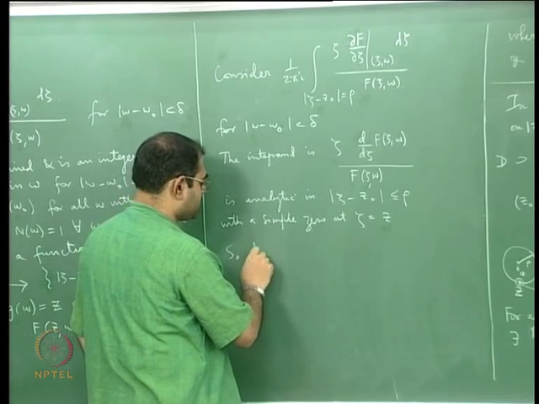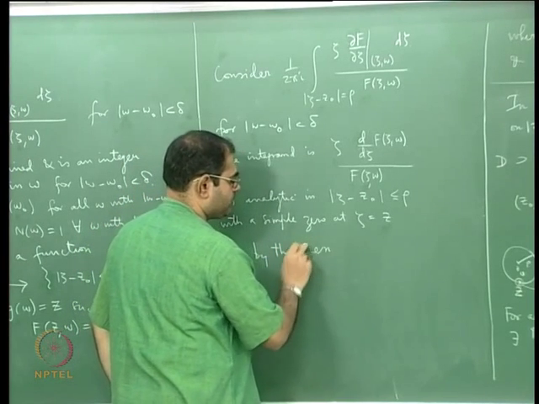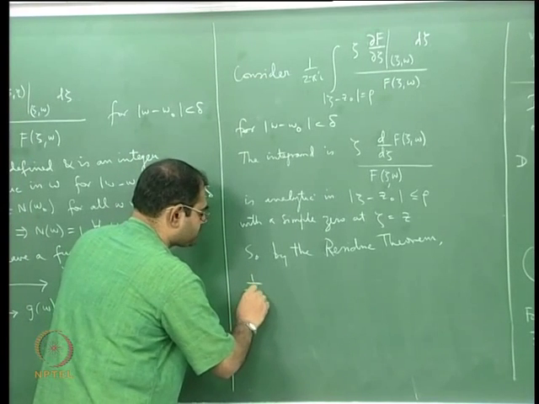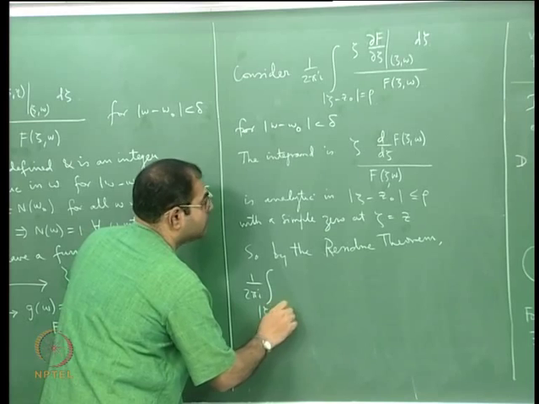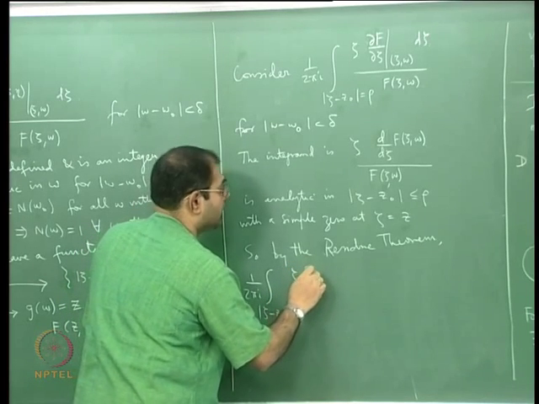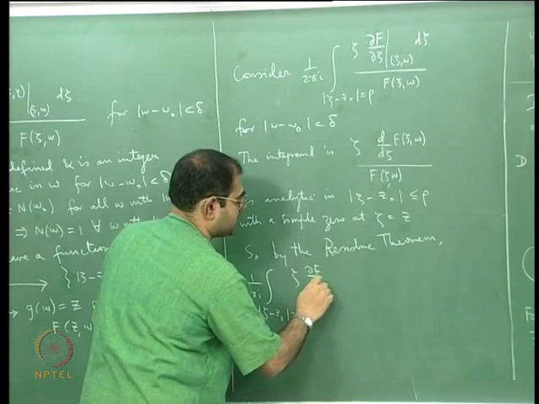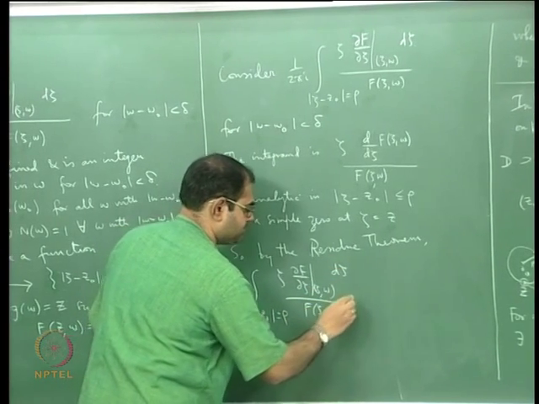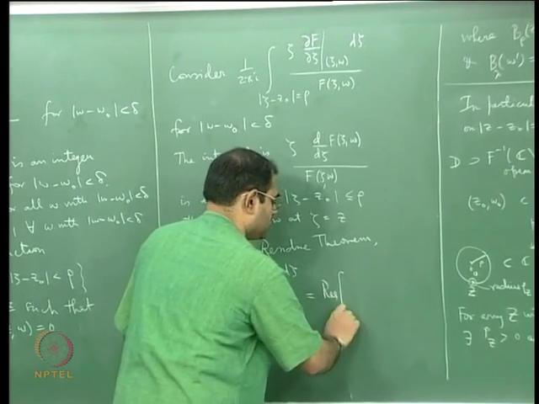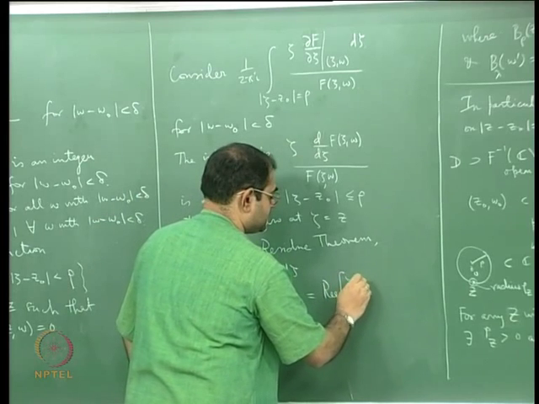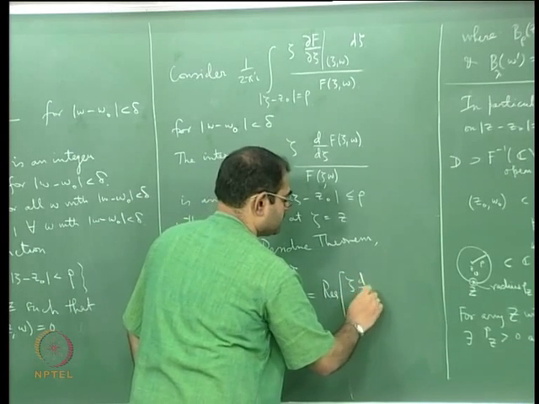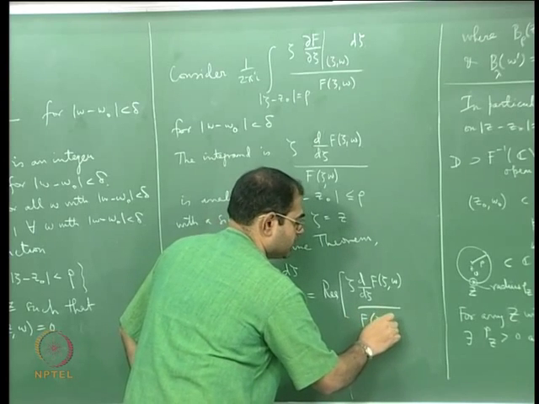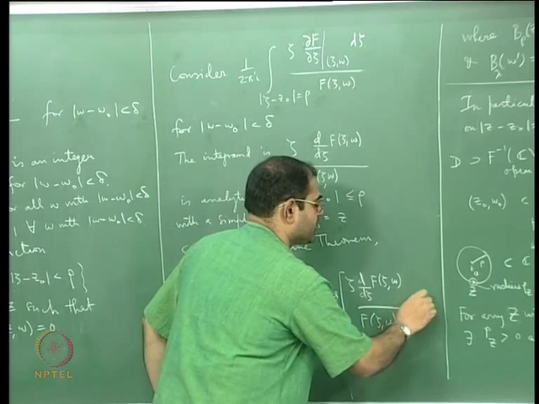So by the residue theorem, what will happen is 1 by 2 pi i integral over mod zeta minus z naught equal to rho of zeta dou f by dou zeta at zeta comma w times zeta by f of zeta comma w is actually the residue of this function zeta d by d zeta f of zeta comma w by f of zeta comma w at zeta equal to z.